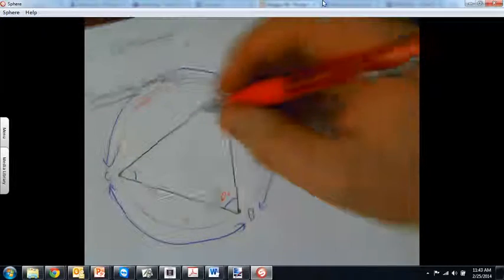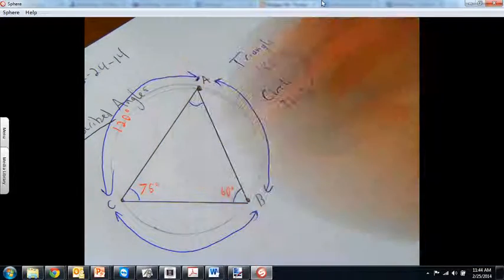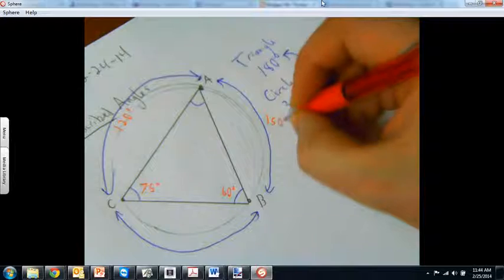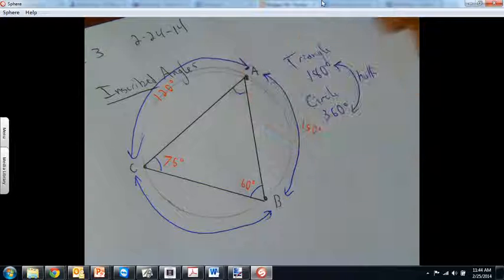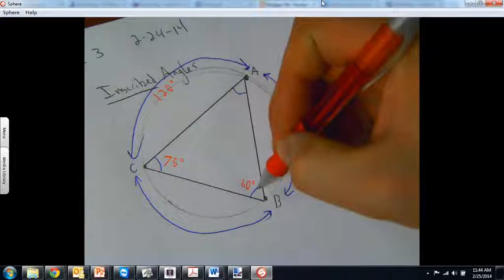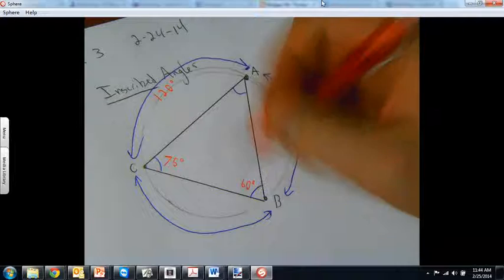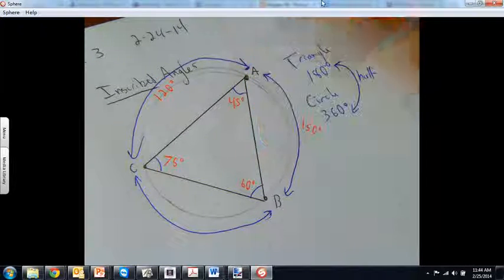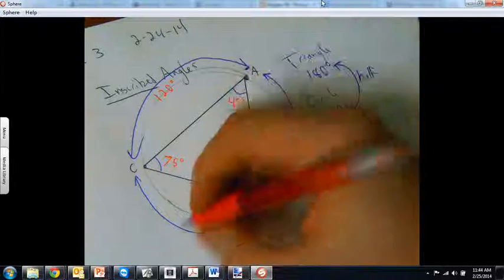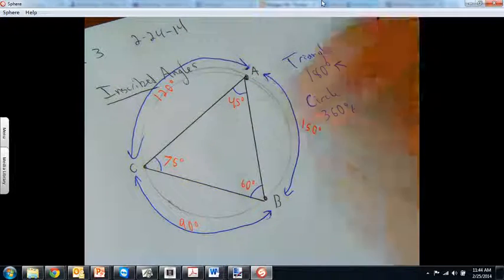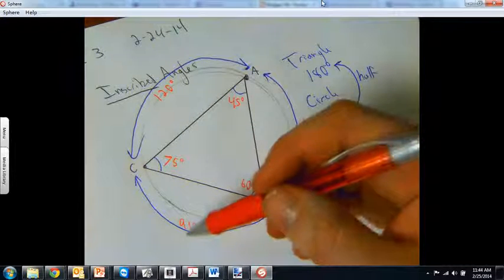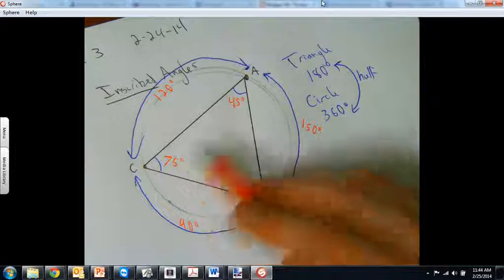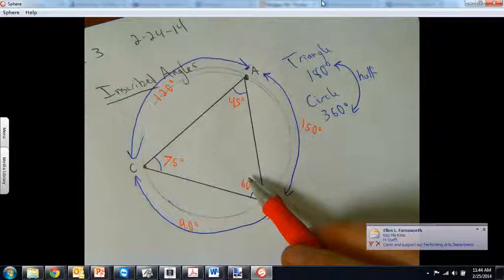Let's say this one over here, we'll say it looks a little bit bigger. We'll say 75 degrees. That means over here we have an arc of 150 degrees. Half. Up here, let's say if we have 75 and 60, that means we have 45 degrees left. And so over here is a 90 degree. Once again, half. If we look around the outside, we have 150, 120, and 90, adds up to 360. 75, 45, and 60 adds up to 180.